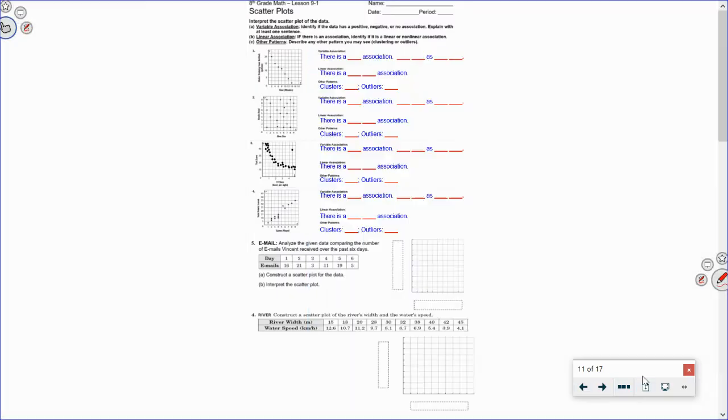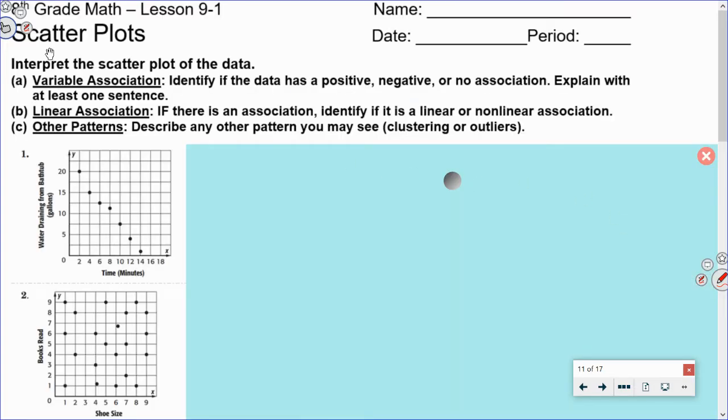All right, so let's begin. Let's go through the directions together. Interpret the scatter plot. Interpret, tell what it means. Now, there's a number of different ways to interpret. So first of all, we're going to look at its variable association. That's a fancy way of saying, is it positive, is it negative, or is there none? And yes, ladies and gents, we do need to explain. Otherwise, people could randomly pick one and get it right a third of the time.